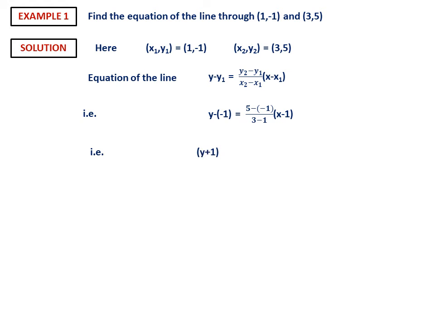Simplify. So y plus 1. Right side will be 3 because 5 plus 1 becomes 6, 3 minus 1 is 2, 6 by 2 is 3. So 3 into (x minus 1). So simplify further. So you get 3x minus y minus 4 equal to 0. So this is the equation. So this is the second form.